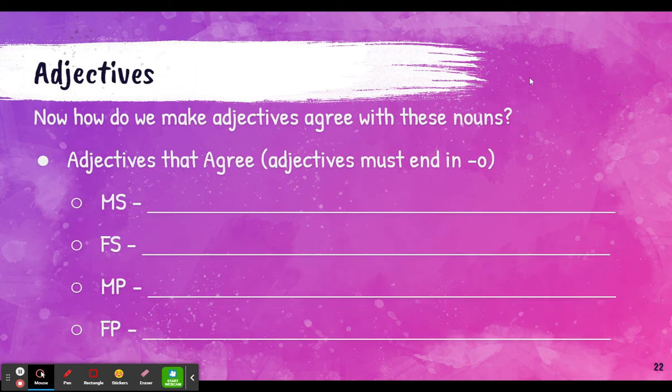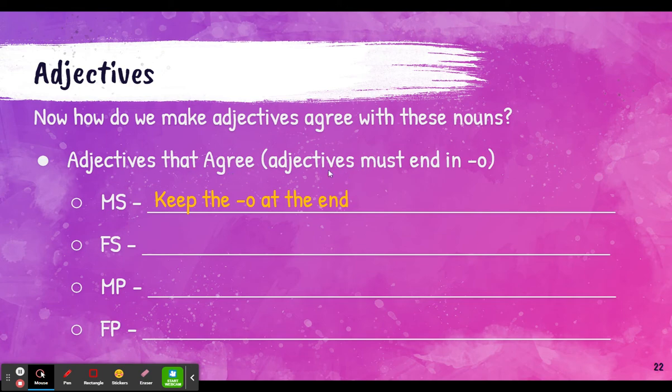So now we're going to talk a little bit about adjectives. Now that we know how to identify nouns, we're going to learn how to change adjectives to agree with those nouns. Now, this is referring to adjectives that end in O. Adjectives that end in other letters will be different.